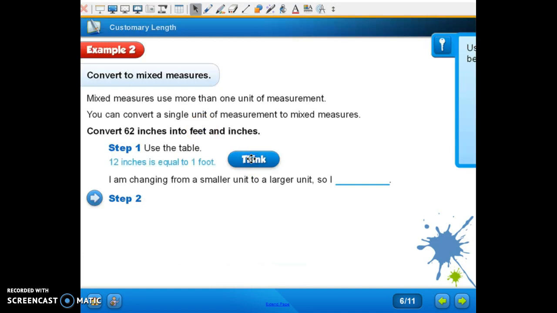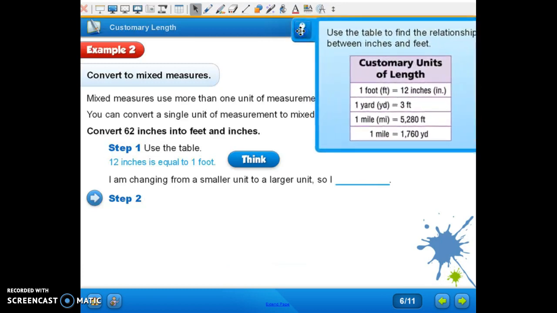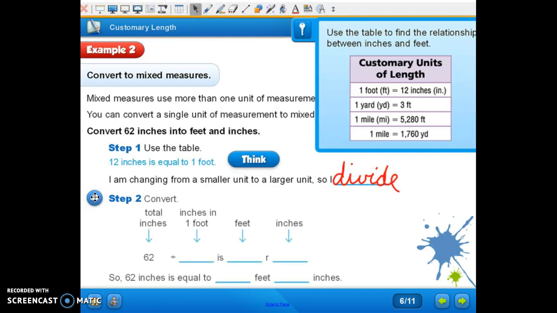12 inches is equal to 1 foot. Okay, we got 62 inches. So we're at a small unit, and we want to take it to a bigger unit. So we're going to multiply or divide. Divide. Okay? So I am changing from a smaller unit to a larger unit. So I divide. Convert total inches. How many inches are in 1 foot? 12.